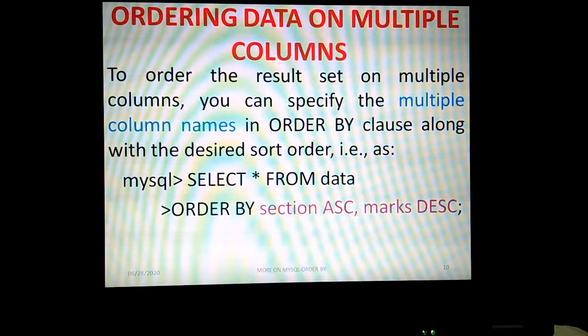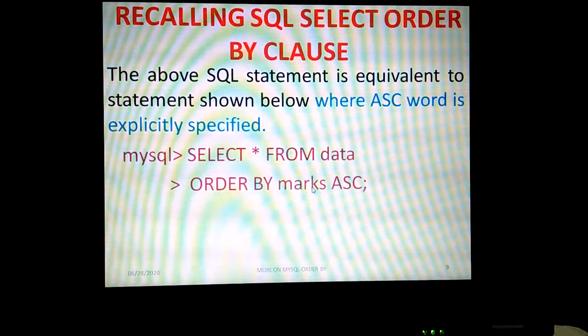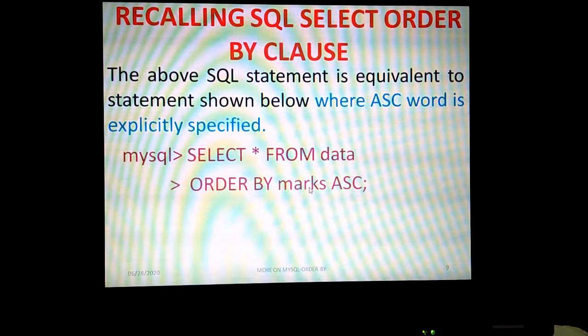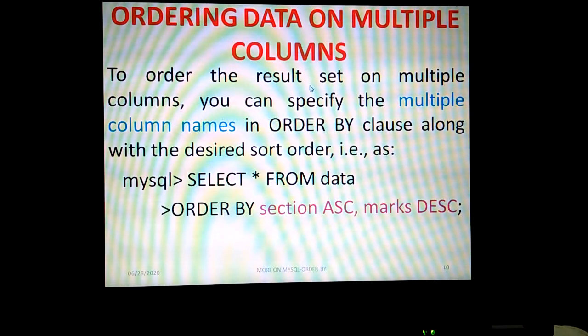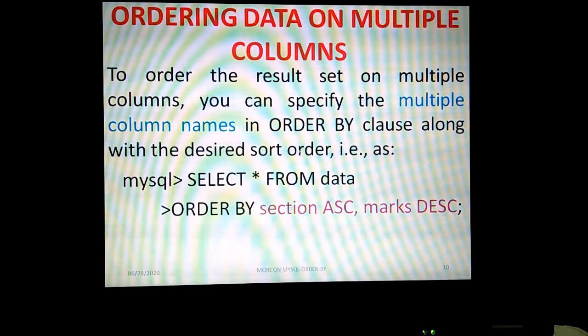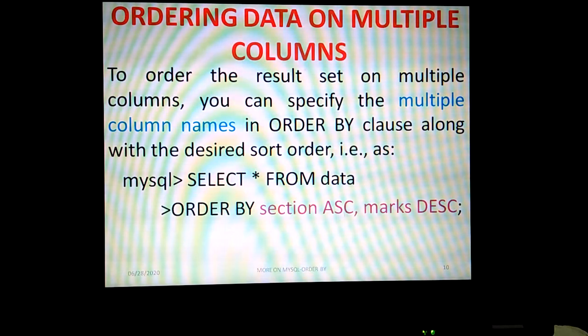Okay. To order the result set on multiple columns. Till now we have seen on a single column alone, based on a single column how we can sort the values. Now we are going to see how to get the same result set based on multiple columns. For that we can specify multiple column names in the order by clause along with the desired sorted order. So we need to mention the sorted order for each column name.